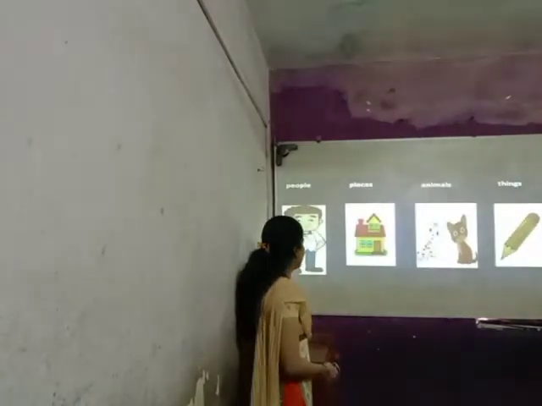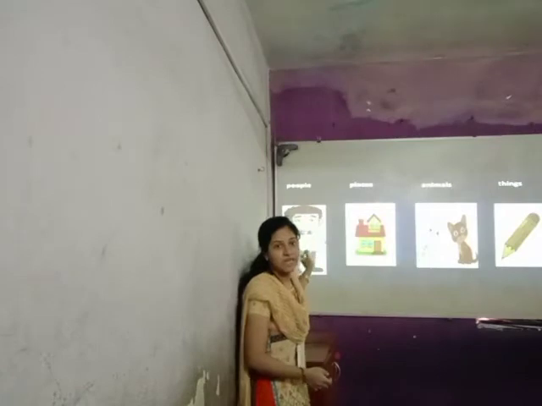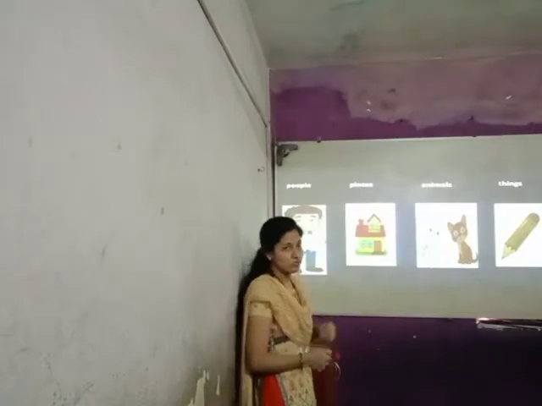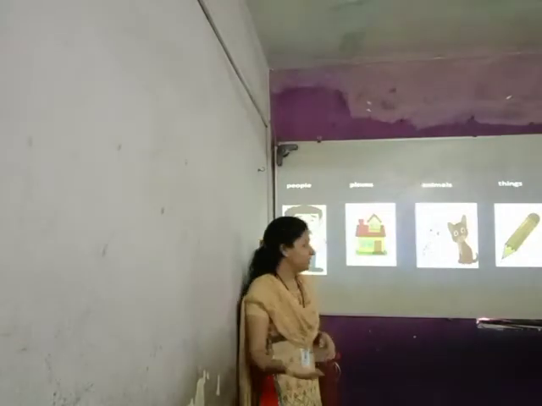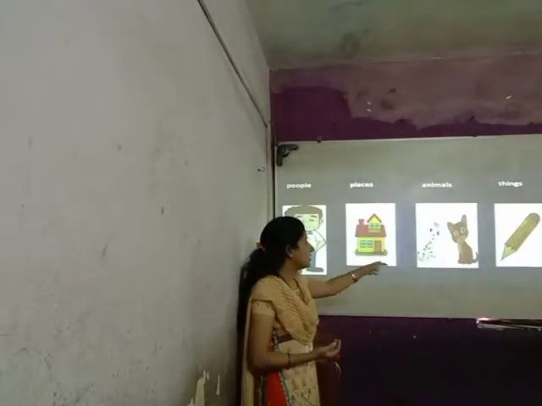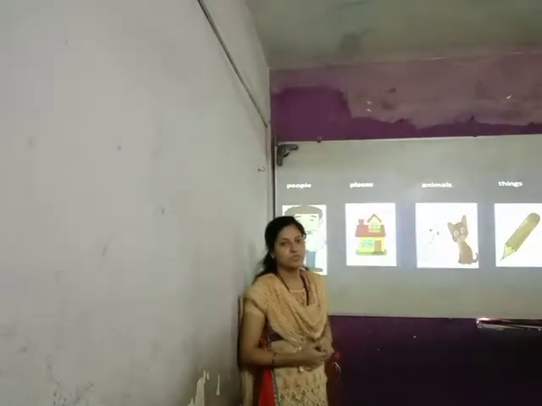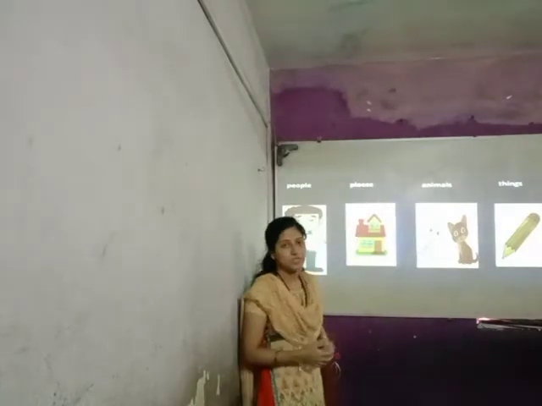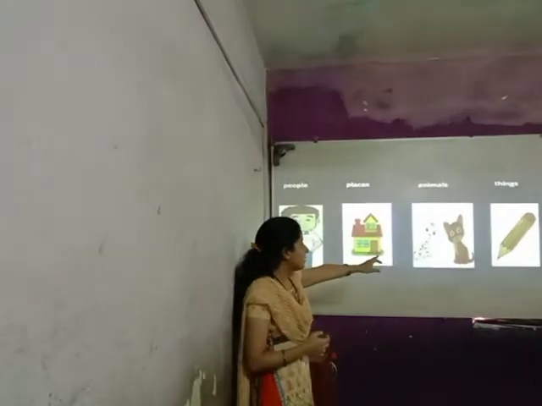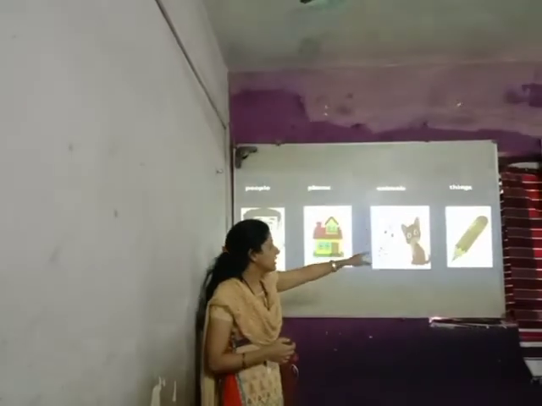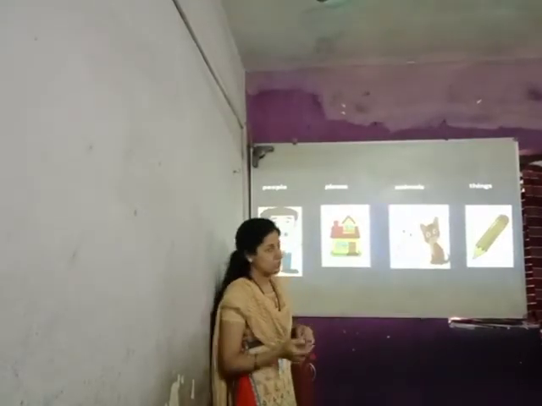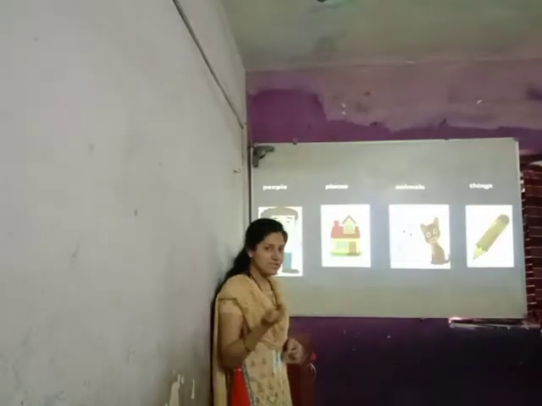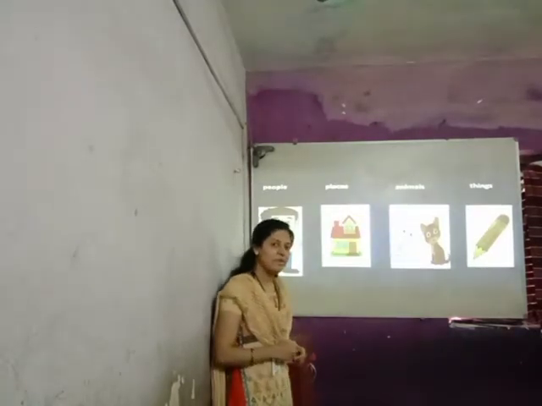Let's see. People. Now see, this man is tall or short, fat or thin. The place is far or near. Animals, there are 2 cats. So it shows the quantity, it tells about how many. Then the things, pencil, it's shorter or longer. So let's see some more examples of describing words.